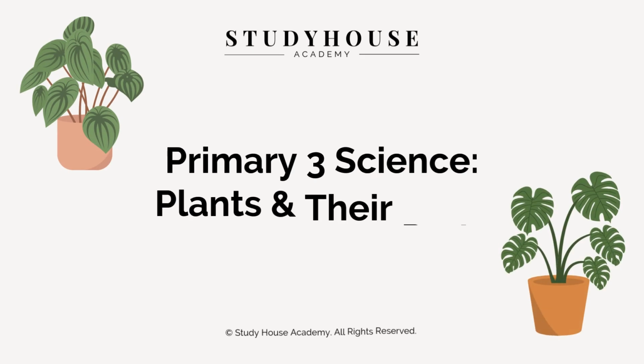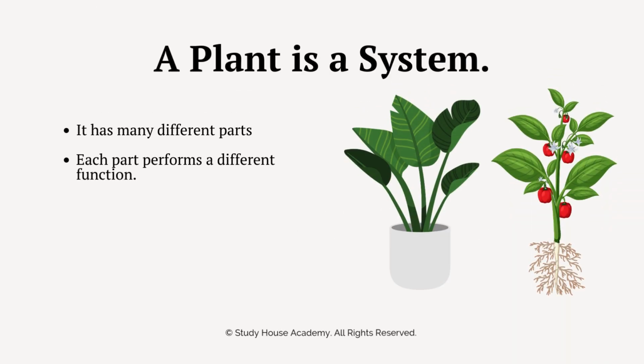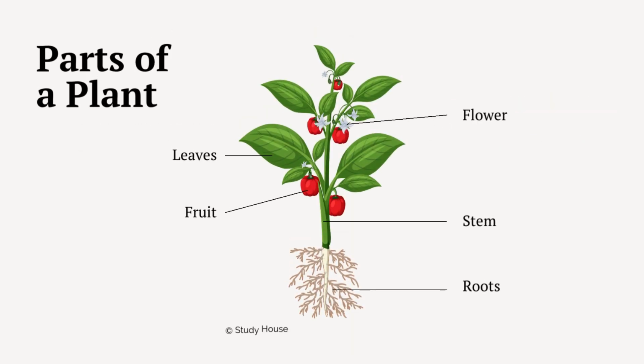Today, let's talk about plants and their parts. A plant, like a human, is a system. It has many different parts and each part performs a different function. Here are the parts of a plant. We have leaves, stem, roots, flower, and fruit.